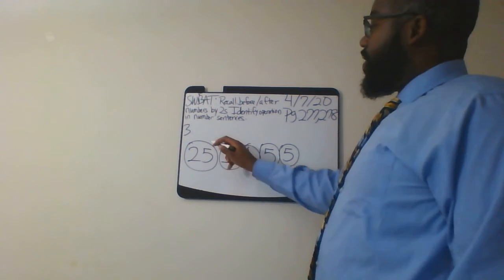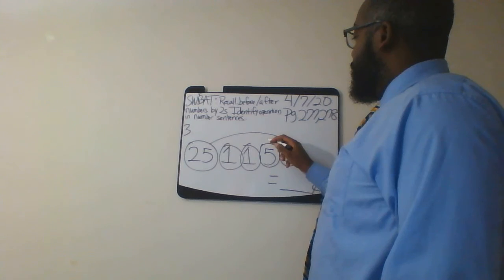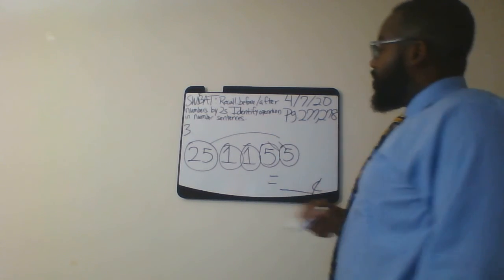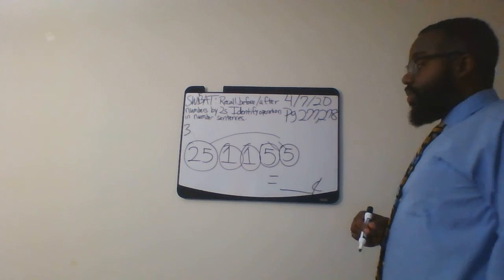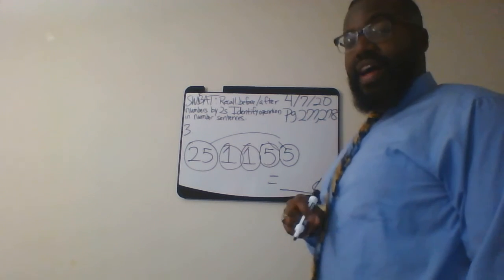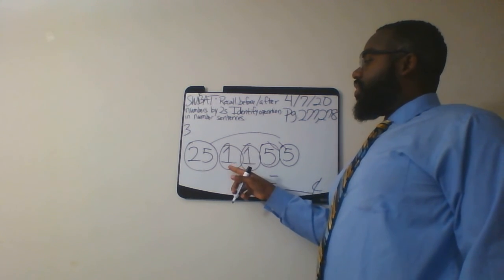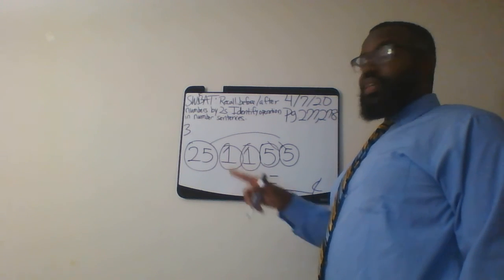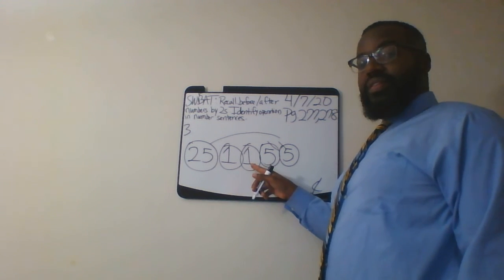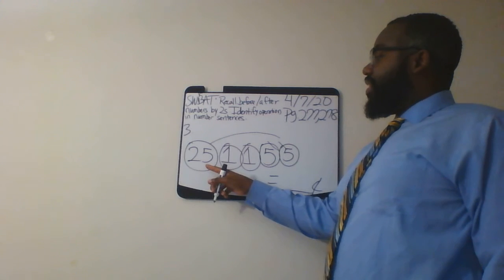So what is 25 plus 10? That's 35. 35, let's add the 2 pennies. 35, 36, 37. Let's add it again.